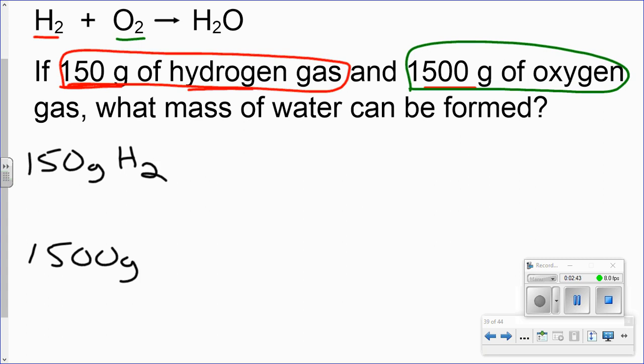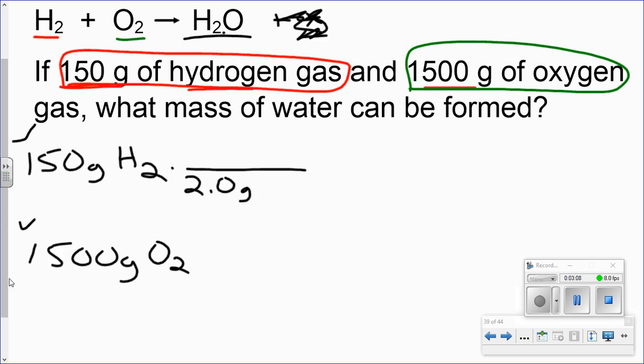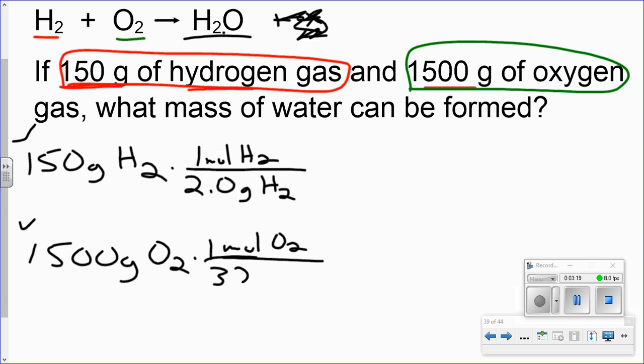What I want you to do is convert both of your reactants to the same product. Well, there's only one product to pick from, and that's water. If there was another product, it doesn't matter which one you pick. Just make sure that you calculate moles of both the reactants to that same product. So, 150 grams of H2. The molar mass of hydrogen is 2 grams. Convert that to 1 mole. 1 mole of O2 is 32 grams of O2.